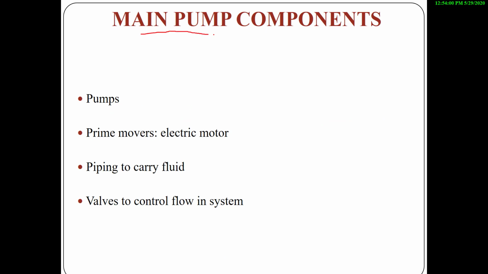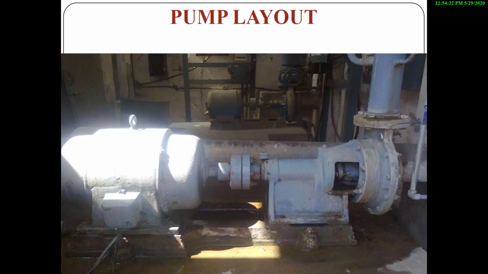The main pump components are, first, the pump itself, a prime mover which is an electric motor, piping to carry the fluid, and a valve to control flow in the system. The valve may be a mechanical valve or an automatic control system valve. This is a pump layout. Here we can see the overall layout of a pump. It is clearly visible that it is a real-time picture of a pump layout.